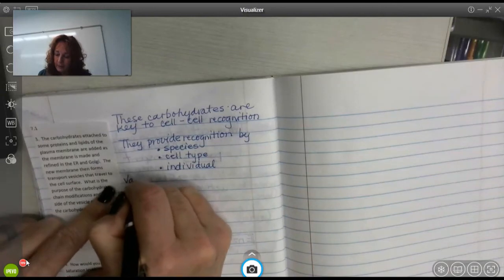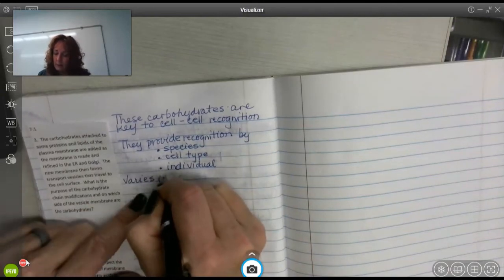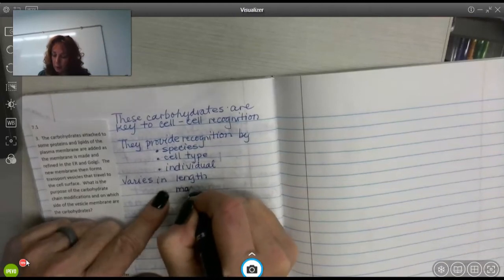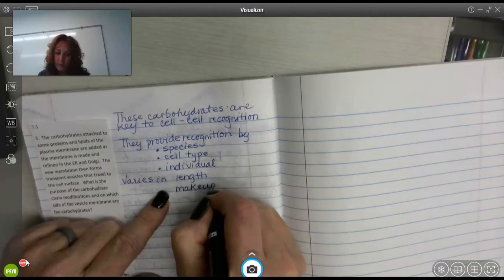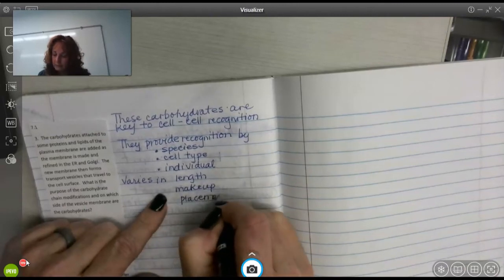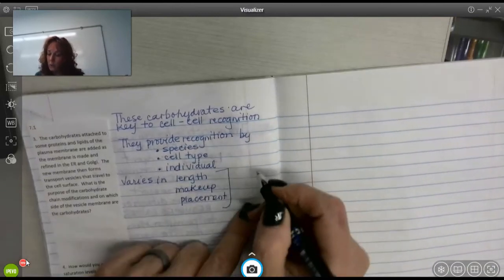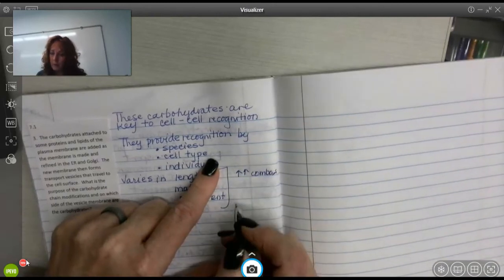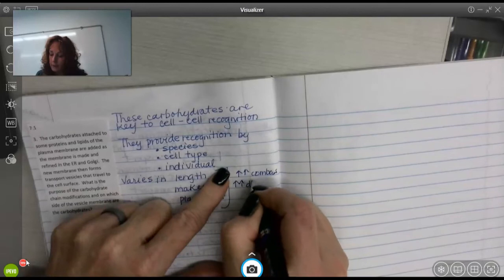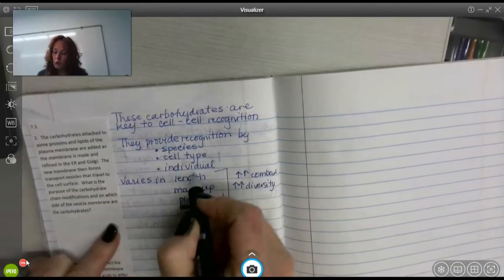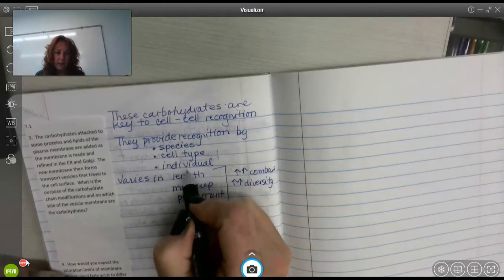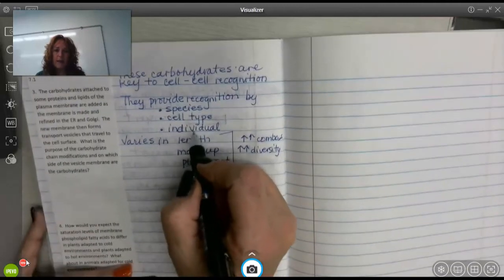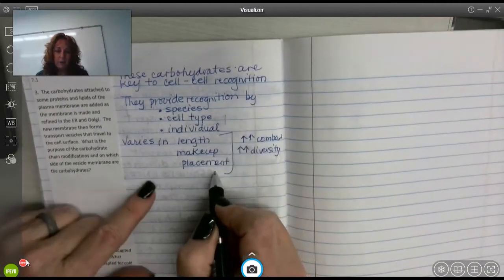And the way they do that is they're going to vary in length. They're going to vary in the carbs that are being used, so the makeup, like which carb, and where they're placed. If you have many, many combinations, that gives you a lot of diversity. Because think about it, you're unique at the cellular level. Like never anything else has ever been like you. So you'd have to have lots of combinations to have the level of diversity for that.